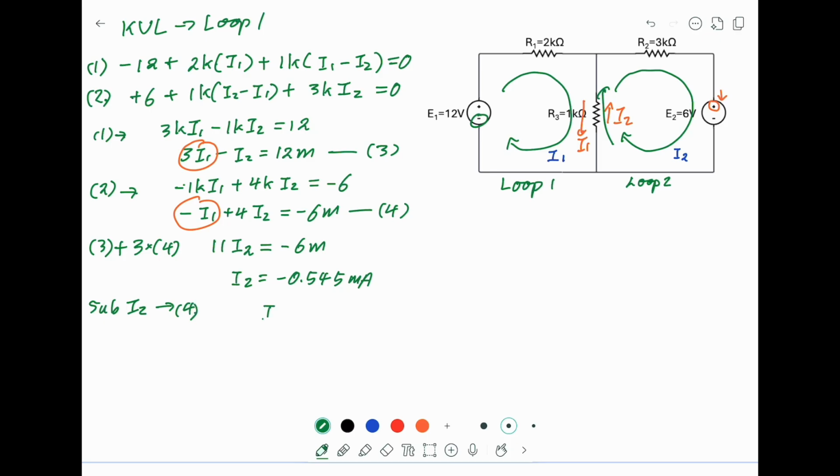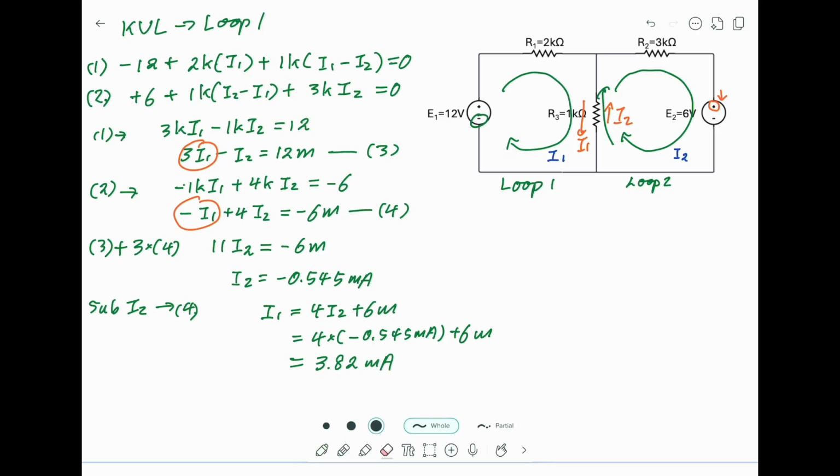So we arrange the equation. We'll get 4I2 plus 6m. So 4 times minus 0.545 milliamp plus 6m. So you get 3.82 milliamp. Okay, now let's look at the physical current passing through R3.